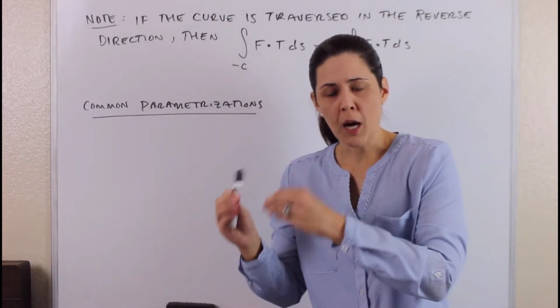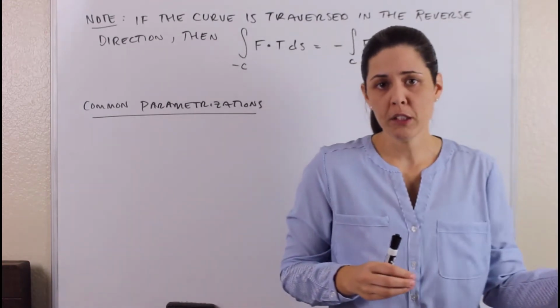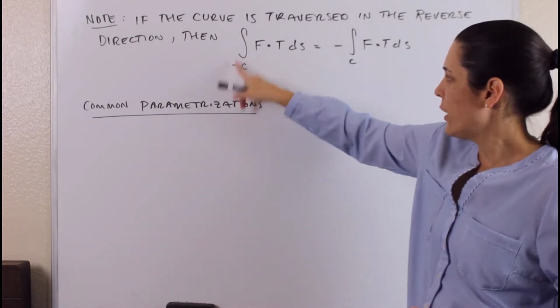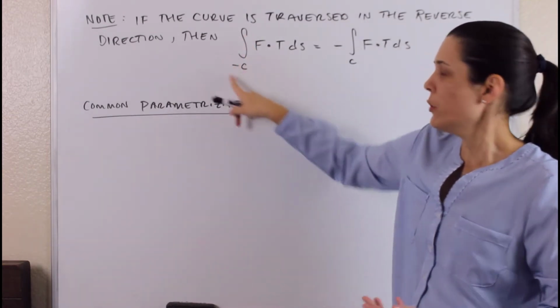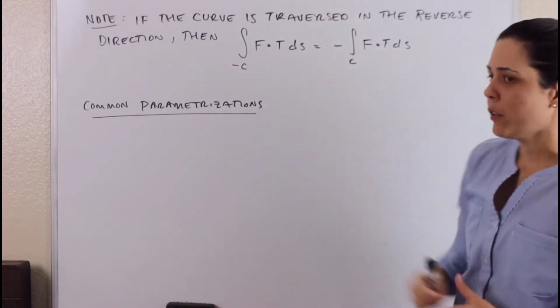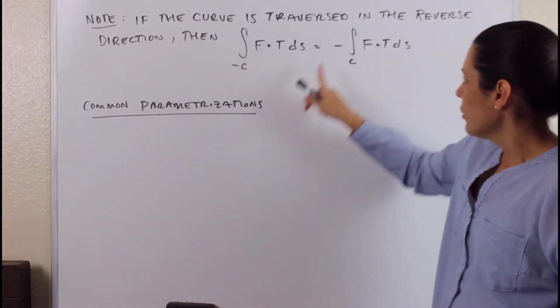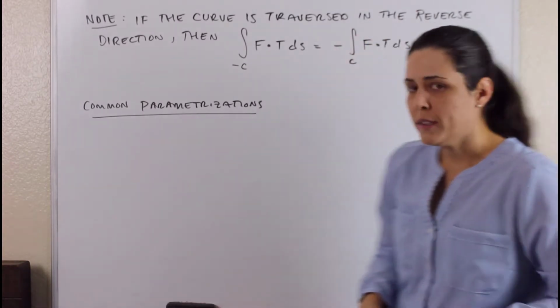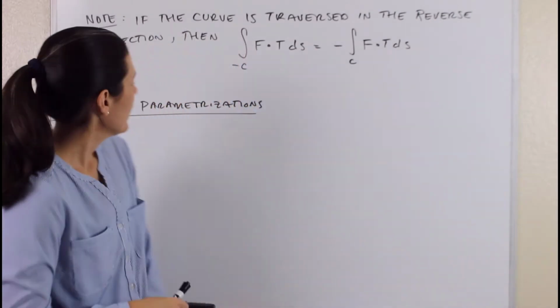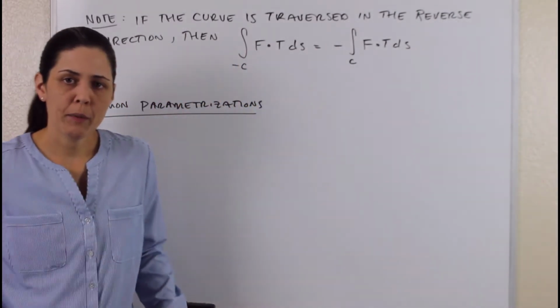If your object is traversing your curve the opposite direction, then you just evaluate your line integral over the opposite direction of your orientation, but it just becomes the negative of your original integral. So just be aware of that. It has to do with the orientation of your object traveling on your curve. So let me give you some common parameterizations.